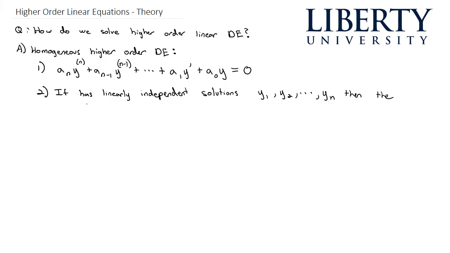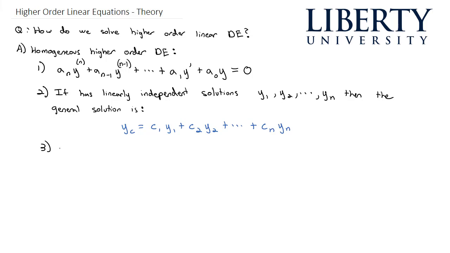then the general solution is given by y sub c, we call that y complement. Y sub c is equal to our first constant times the first solution, plus a second constant times the second solution, and so on and so forth until you get to the nth constant times the nth solution. In other words, it's a linear combination of these linearly independent solutions.